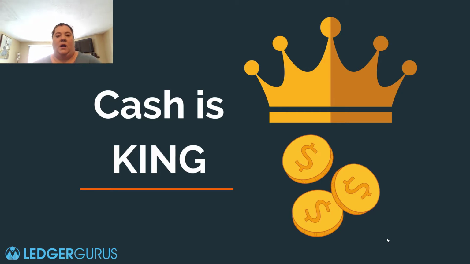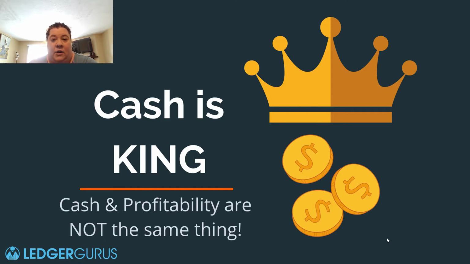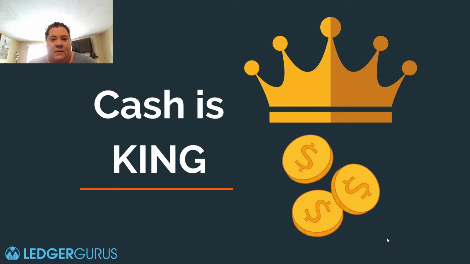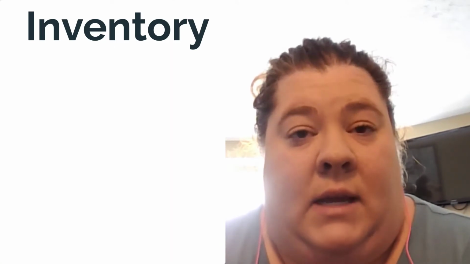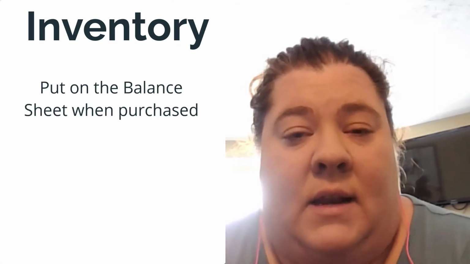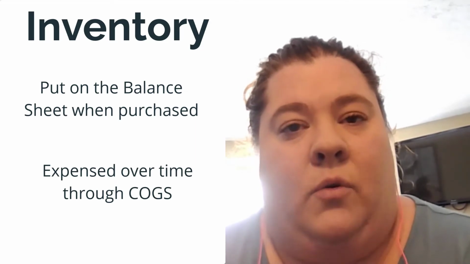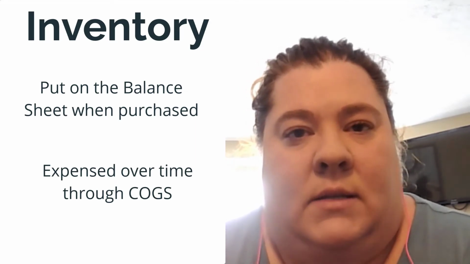So the first thing I want to talk about is the fact that cash is king. As a business owner, I'm sure we understand that to be true, but what people often misunderstand is that cash and profitability are not the same thing. The income statement is typically where we see the profitability of the business, but profitability and cash are not the same thing. There are a lot of reasons why that's true, but one great example that you probably relate to is inventory. Inventory is typically supposed to be put on the balance sheet when it's purchased and then expensed over time through cost of goods sold as that item is sold.